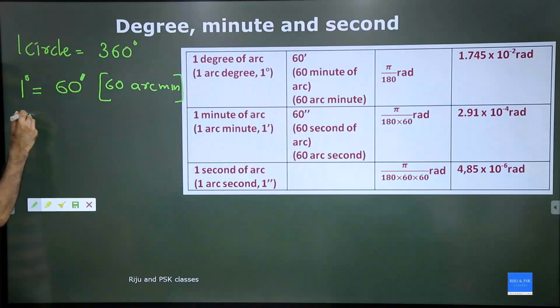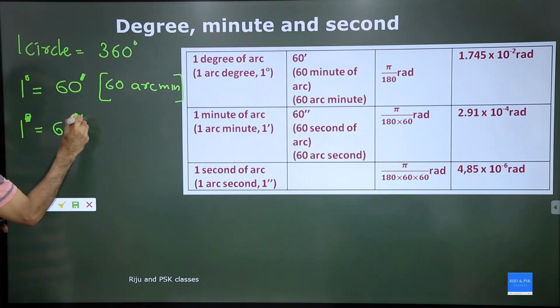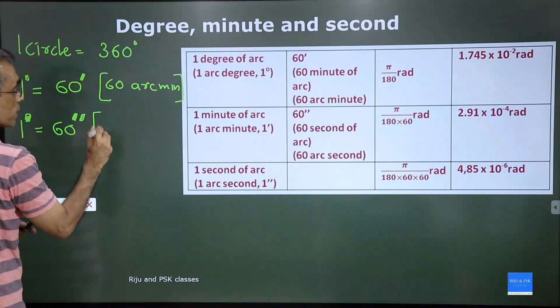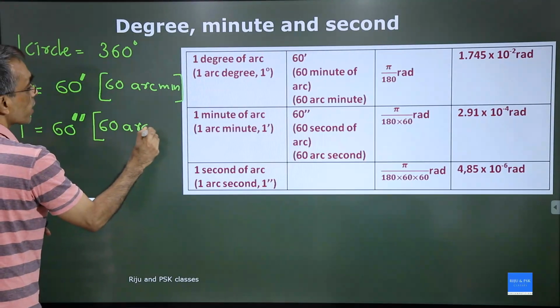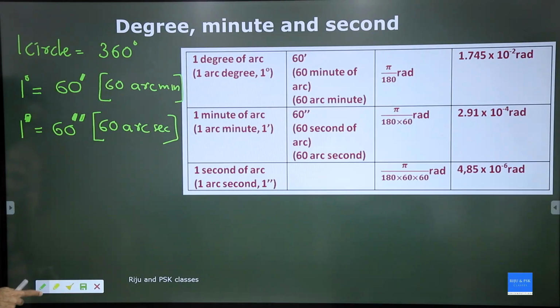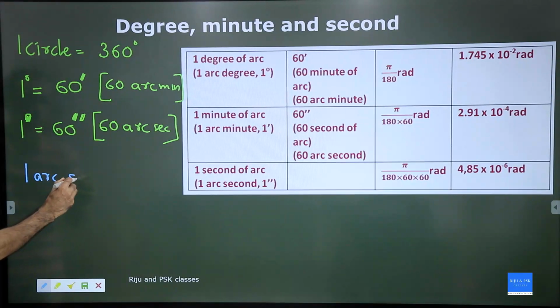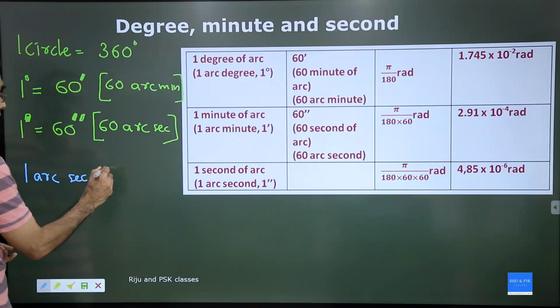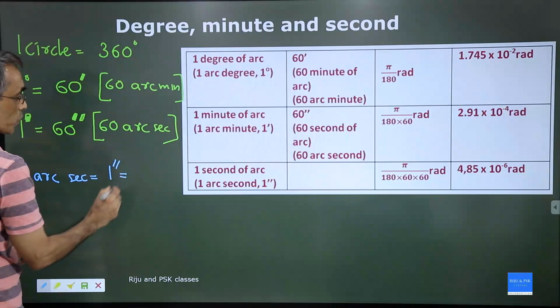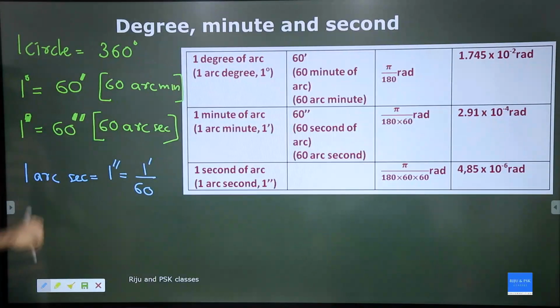1 minute, again for convenience, is further divided into smaller 60 parts. So I'll draw 2 dashes here, and this is read as 60 arc sec. Similar to the time division, 1 minute and the other thing, but this is only angle. So what is 1 arc second? 1 arc second is written as 1 double dash, equal to 1 arc minute by 60. Just a reversal of the ratio.